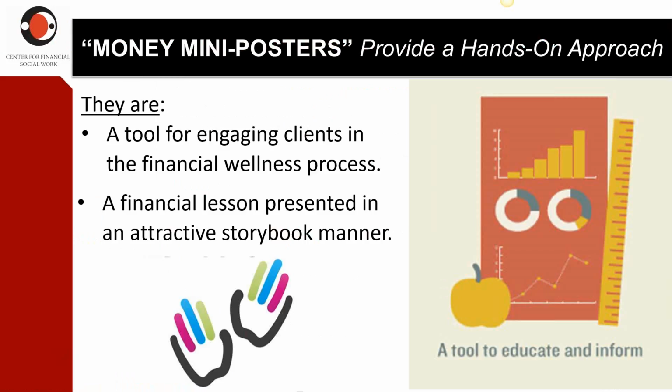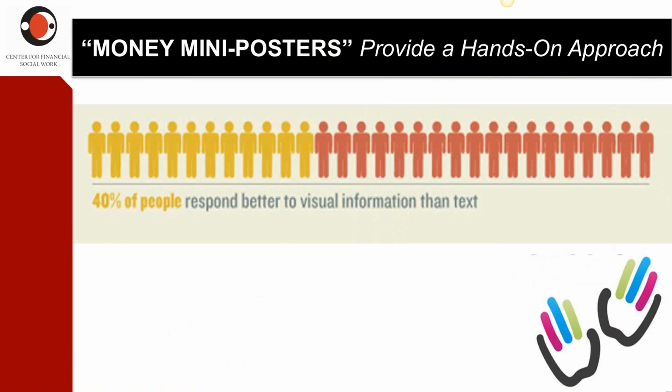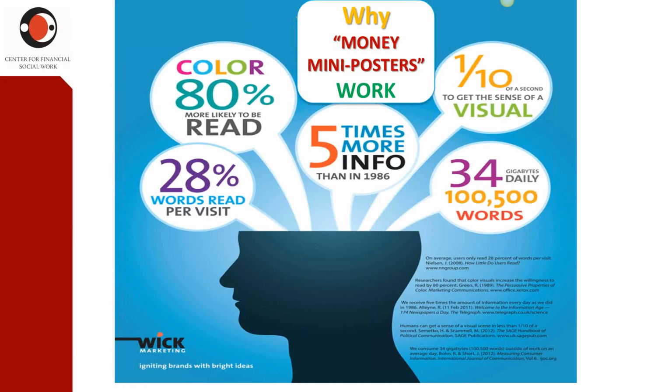But the mini posters, as a hands-on tool, really meet a lot of the criteria for success. So the mini posters provide a financial lesson presented in an attractive storybook manner. They are colorful, attractive and visual, educational and motivational, because 90% of information transmitted to the brain is visual, and that's an important component of it. Also, 40% of people respond better to visual information than they do to text. I would imagine also that this percentage keeps increasing because so many people spend so much time online.